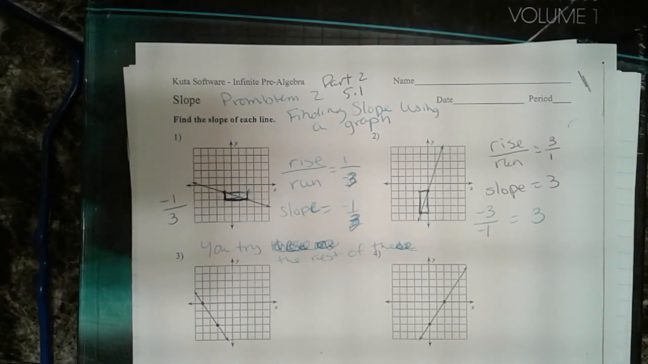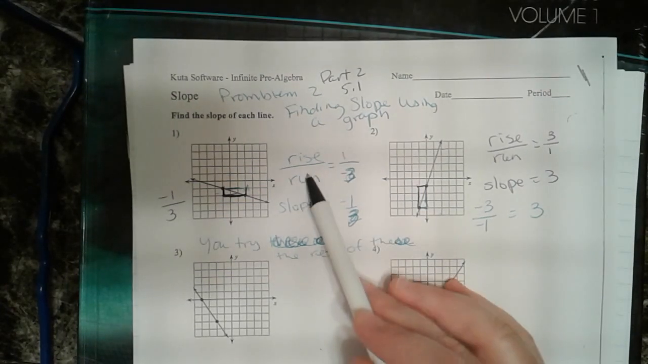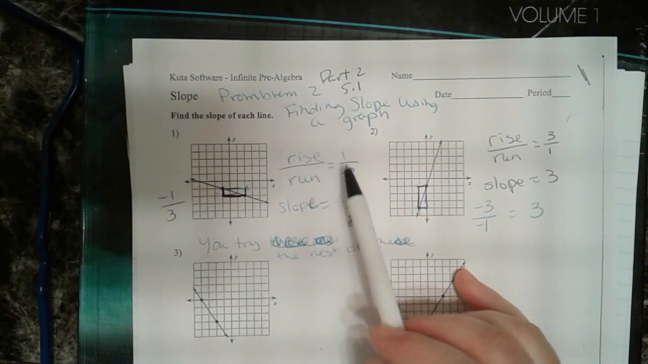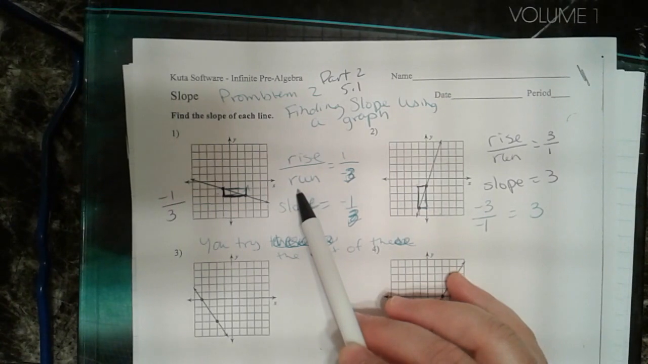This is, to me, the easiest way of finding slope. It requires no math whatsoever. It just requires you to know your directions, and it requires you to know what slope is. And remember, in the previous video, you learned that slope was rise over run. So again, slope is rise over run. And that is the biggest thing. If you can remember that slope is rise over run, you're good.